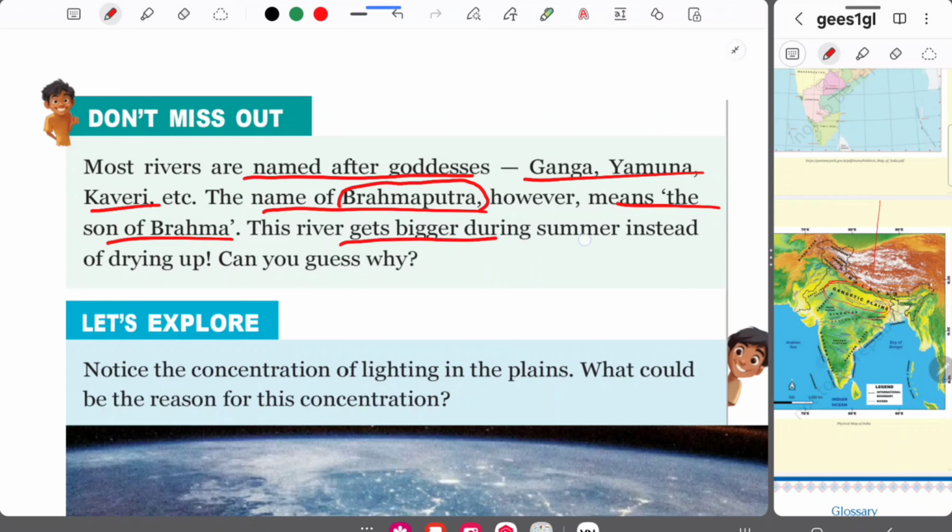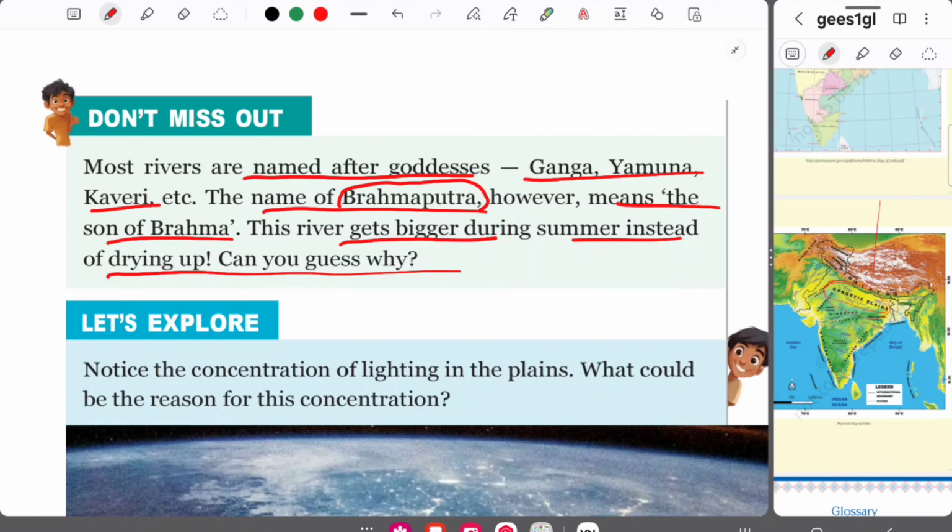So this river gets bigger during summer instead of drying up. Can you guess why? So there they have put an interesting question that this river Brahmaputra, instead of drying up, used to be bigger in summer. What might be the reason for this? Can you guess the reason?